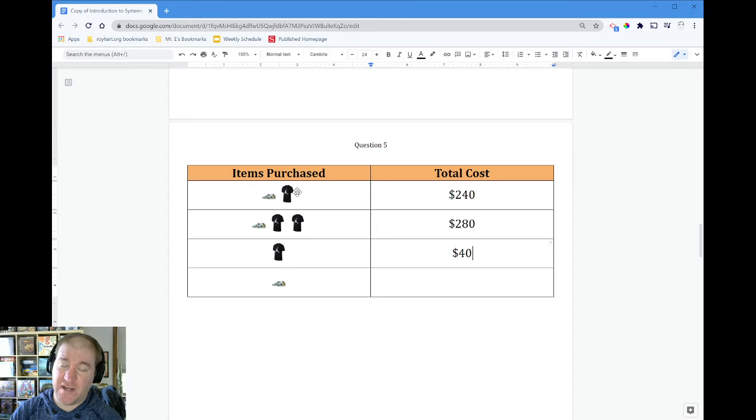If shirts are $40, then in this problem here, they spent $240 altogether and 40 of it was on a shirt. That means that the shoes must be $200. I hear that that's quite a bargain for those shoes.